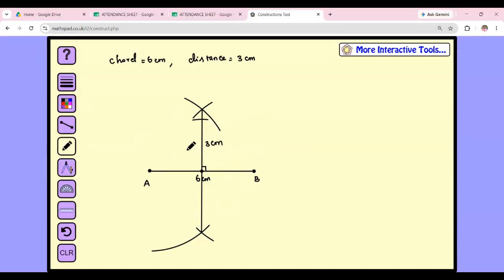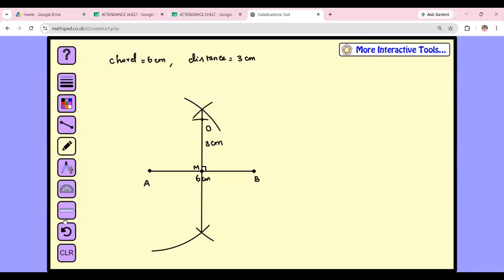We know that the perpendicular drawn from the center to the chord bisects the chord. By using this theorem, we drew the perpendicular bisector, and the distance from the center is 3 centimeter. That means this point should be the center of the circle. I name this point O, and the midpoint of the chord as M.